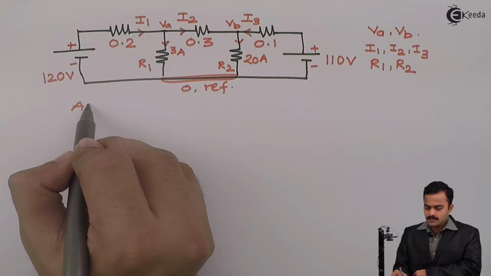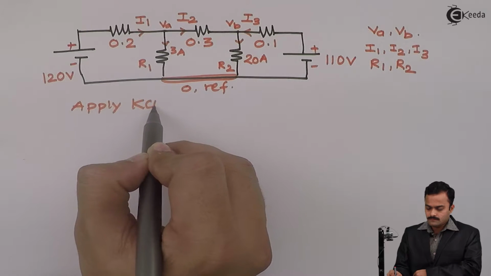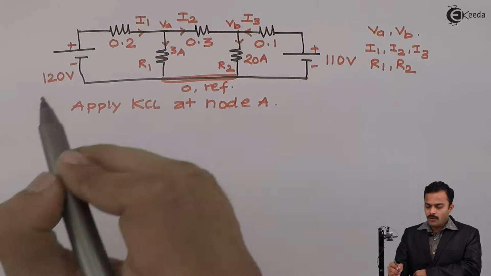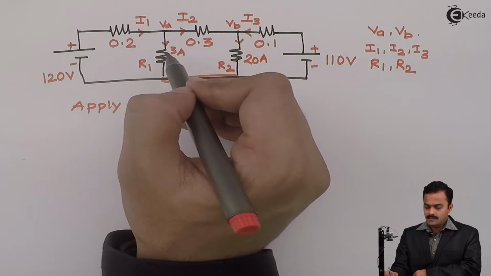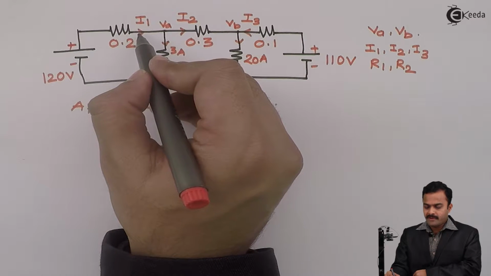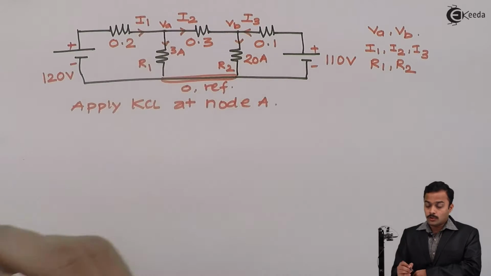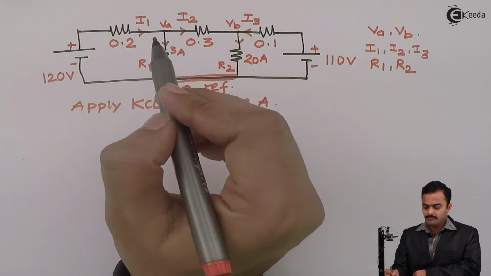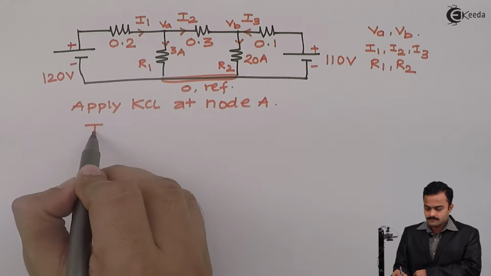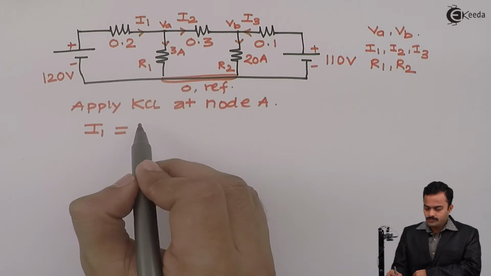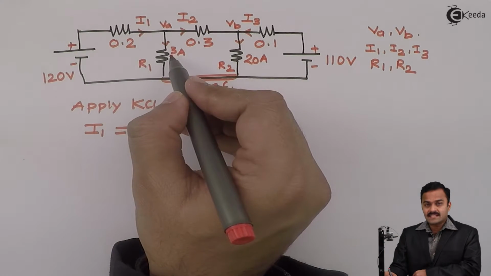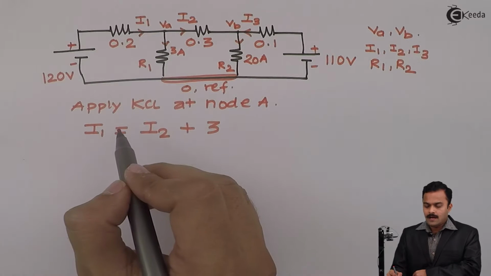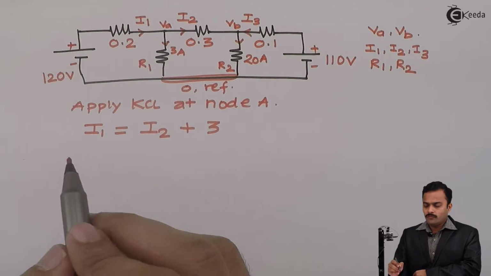So let's apply KCL at node A. For node A, I am having one incoming current and two outgoing currents. Before writing an equation, let's write the equation in terms of given values, meaning current I1 is incoming, I2 outgoing, and this 3 ampere is directly given. So let's write plus 3 as it is. Now let's write I1, I2 in terms of VA, VB.